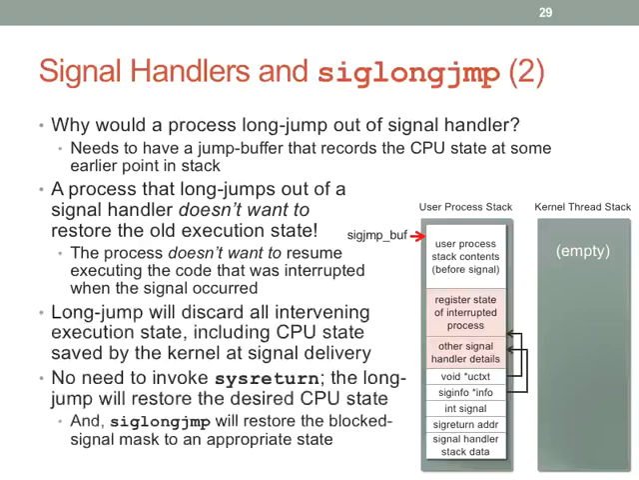So not only do we not invoke sysreturn, we don't care about invoking sysreturn because we don't want to restore that state. We want to restore the jump buffer state. So that's why it's okay to ignore that step of the process. Okay?